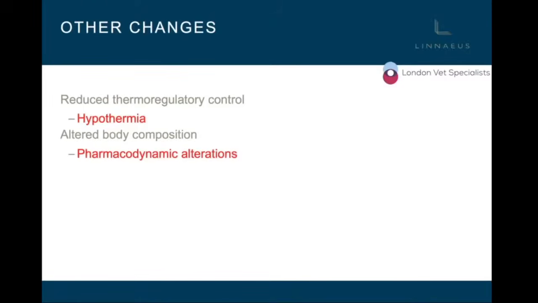We'll just quickly go through a couple of other body systems which may change. Thermoregulatory control may be reduced, predisposing the animal to hypothermia, which is a common complication of general anesthesia. And also the way that the body is made up, so it's muscle versus fat composition, may have some effects on pharmacodynamic alterations.